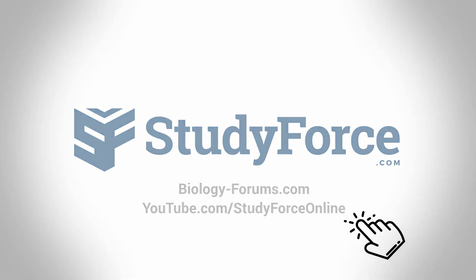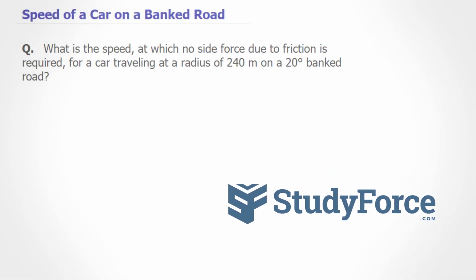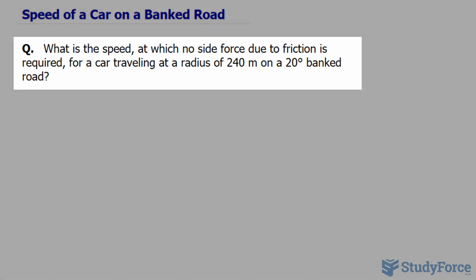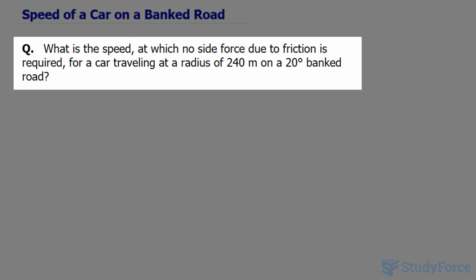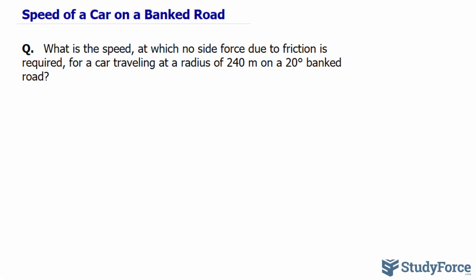What is the speed at which no side force due to friction is required for a car traveling at a radius of 240 meters on a 20-degree banked road? Let's begin with an illustration. We have a car that is driving in a circle, and the road makes 20 degrees with the horizontal.